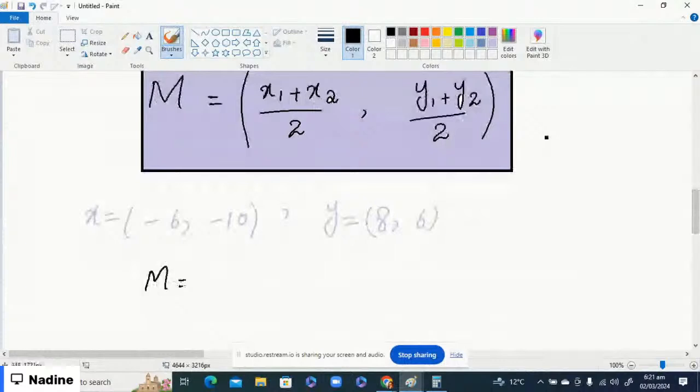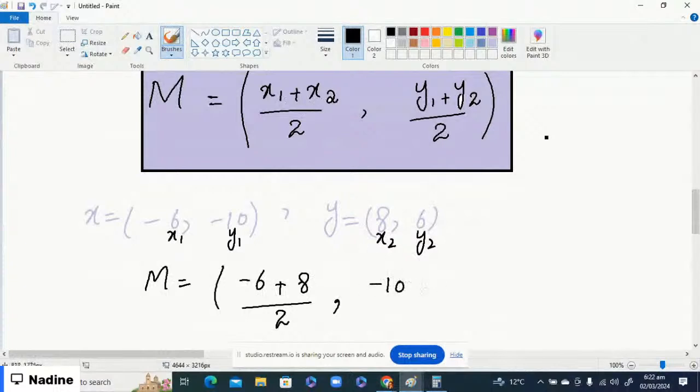So m is equals to, look at here always, this is x1, y1, this is x2 and y2. Always x1, y1, x2 and y2. First one is x1 plus x2 over 2. What is x1? Which is -6 plus x2, that is plus 8 over 2. Now for the y1 and y2, y1 is -10 plus y2 is 6 over 2.